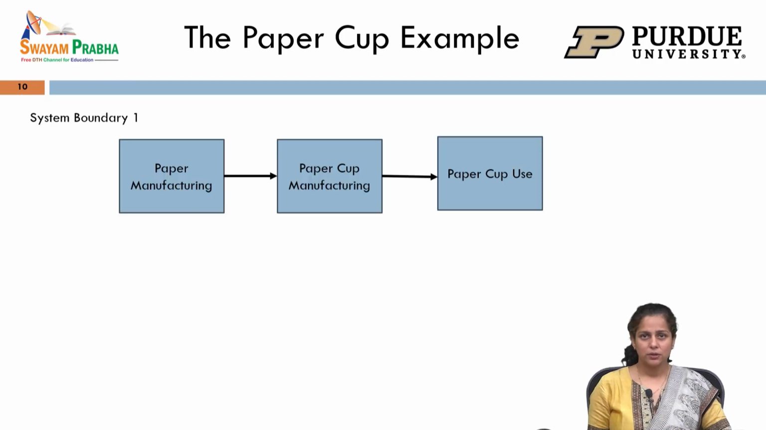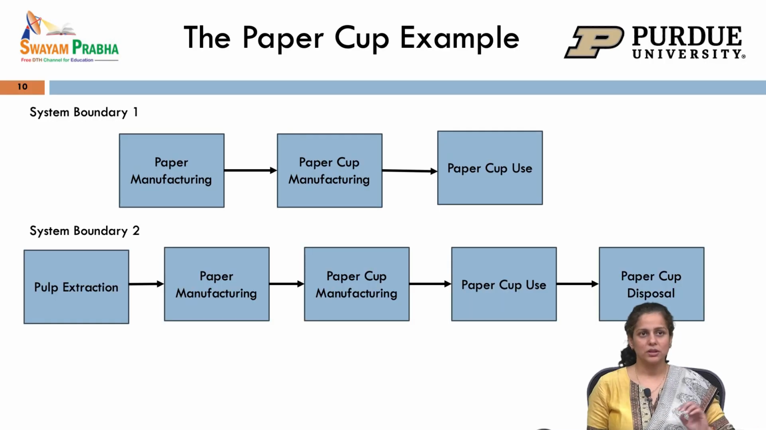One system boundary could be we have a paper manufacturing process. From paper manufacturing, we are molding it into a paper cup manufacturing. So, now from paper, we are just folding it and making it a paper cup. And then the third is just the use phase. So, some of you may have thought about these three stages of life cycle for the paper cup.